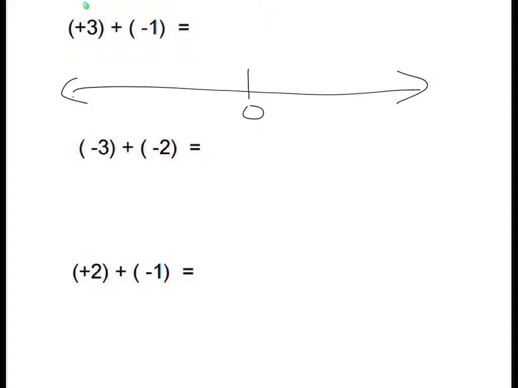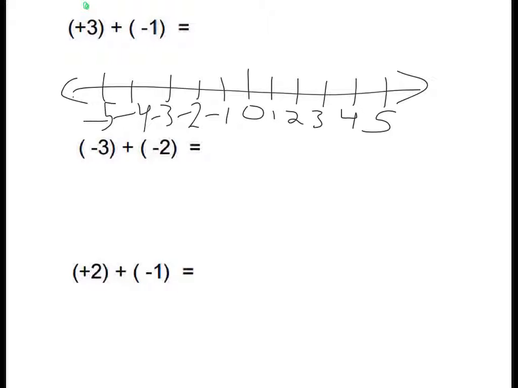Start with 0 in the middle. Then we're going to go 1, 2, 3, 4, 5. 1, 2, 3, 4, 5. -1, -2, -3, -4, and -5. So let's put our +3. Let's put a point on +3. It's right over here. And then we're going to go 1 to the left.